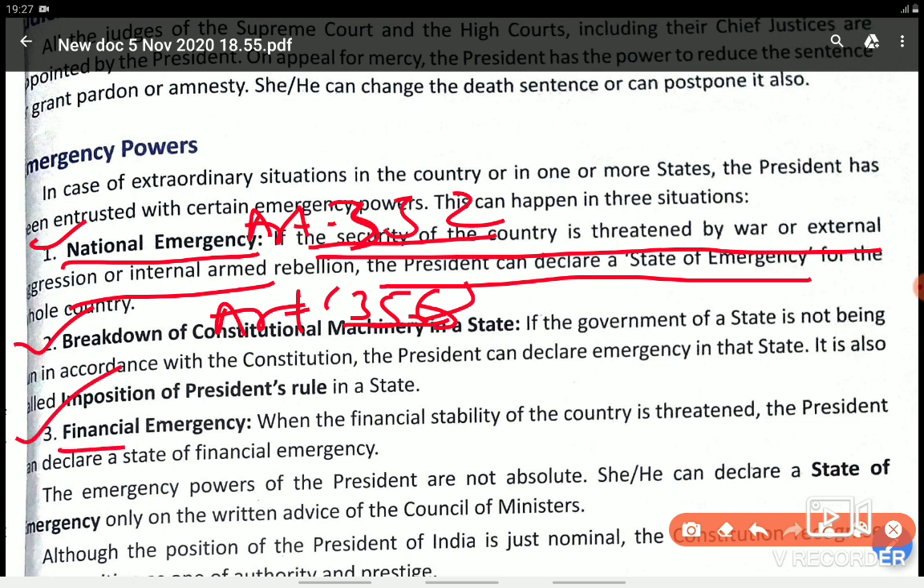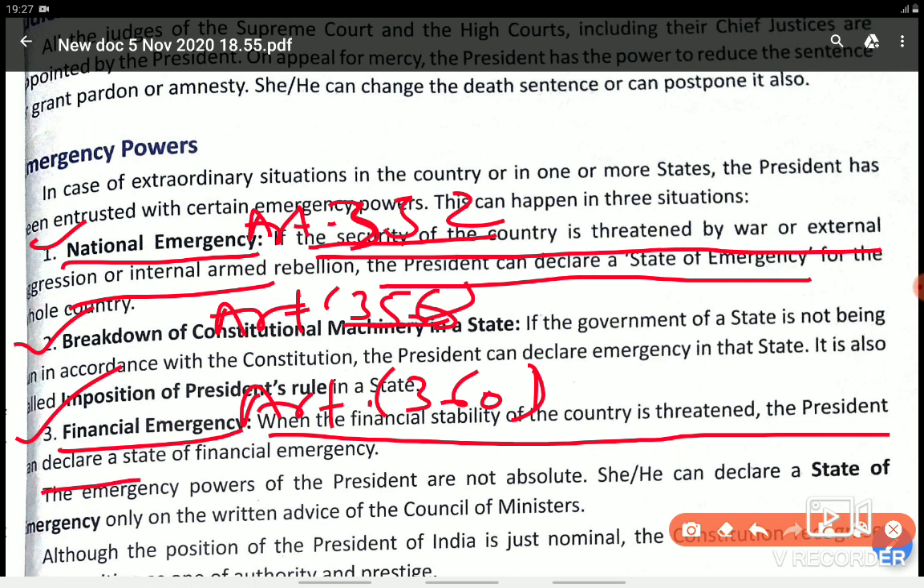And the next one is your financial emergency, which comes under Article 360. When the financial stability of the country is threatened, the president can declare a state of financial emergency. So these are the three extraordinary situations in which the president can utilize emergency powers. But as we all know, his emergency powers are not absolute, he can declare it only on the written advice of the Council of Ministers.